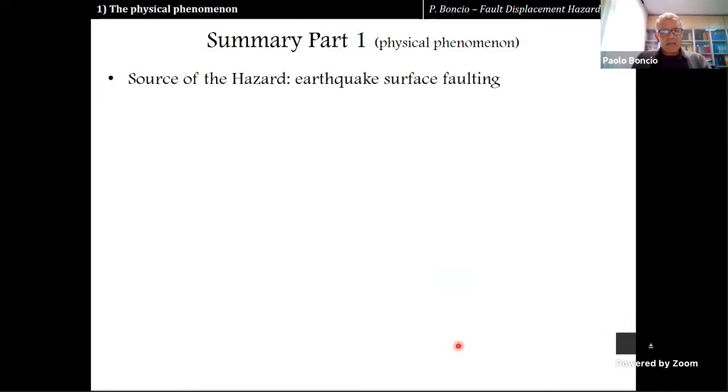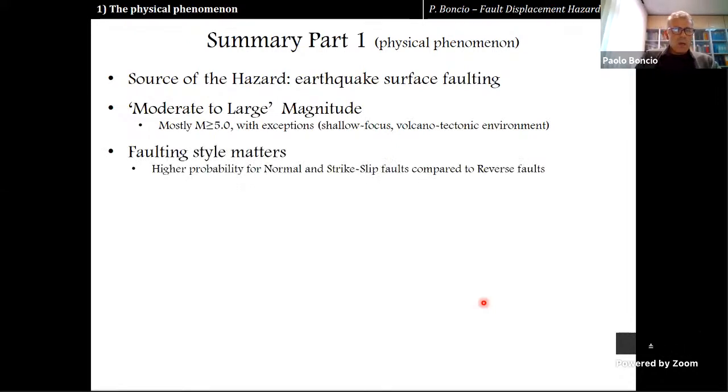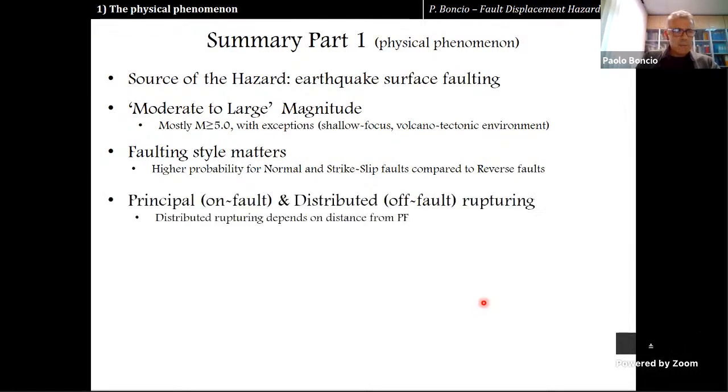The source of the hazard is earthquake surface faulting. In general, it occurs for earthquakes with magnitude larger than 5, but with exceptions. Faulting style matters because there is a higher probability for normal and strike slip faults compared to reverse faults.